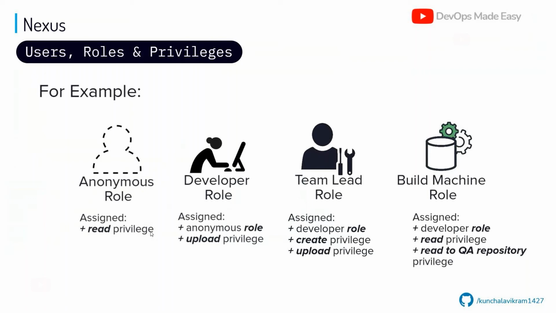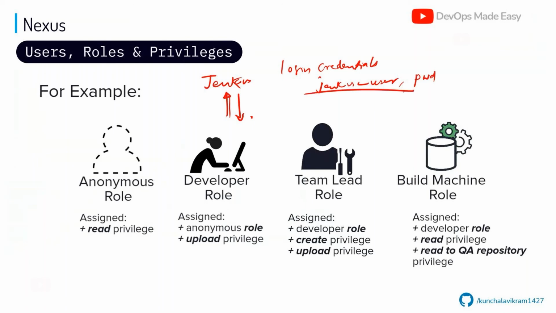And then there is a developer role who can upload, a team lead role who can create and upload, and also a build machine role here. For Jenkins also we need login credentials, right? Because Jenkins has to connect to Nexus either to pull the artifacts or to push the artifacts. That means Jenkins should authenticate itself. So when creating authentication for Jenkins, I can create a user called Jenkins user and then create a password for him. That is fine. But what privileges do I need to give him?